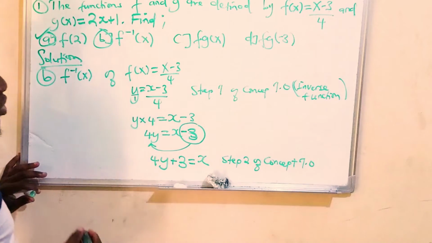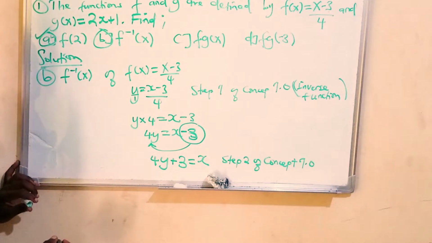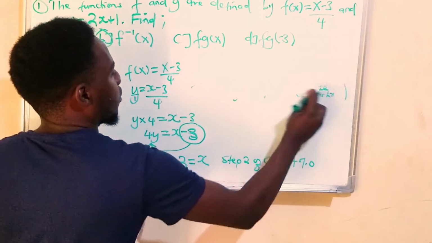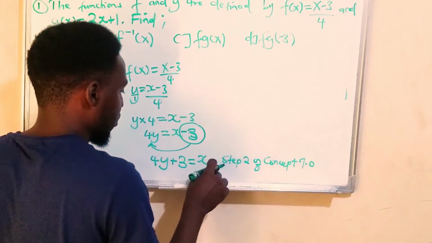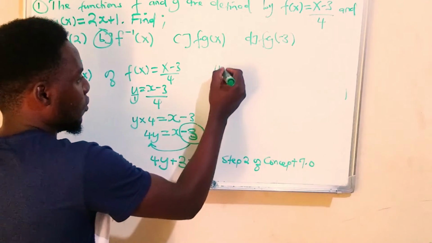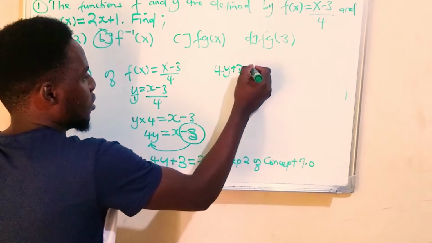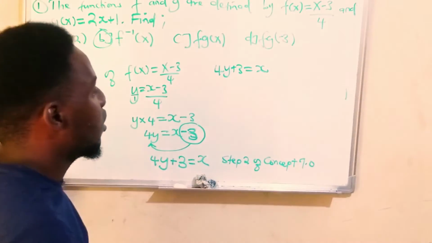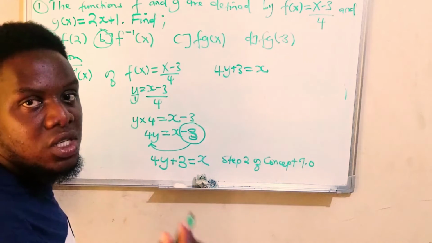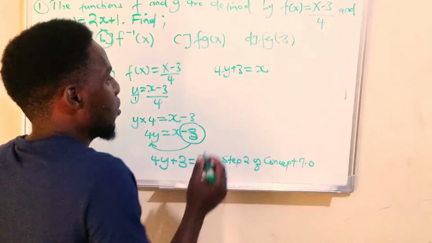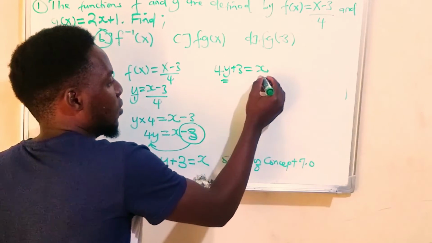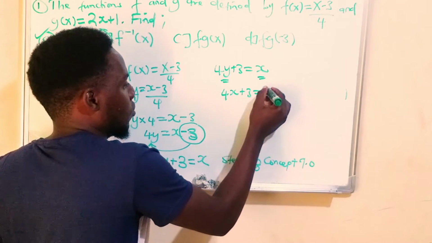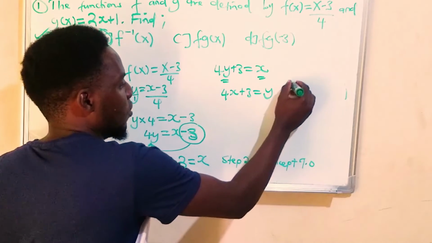We have made x a subject of the formula. So from here, I'm going to write on top there to continue my solving. We have 4y plus 3 is equal to x. Now, step 3 of the concept says that you exchange the position of x and y. So where there is y, you write x, and where there is x, you write y. So you have 4x plus 3 is equal to y. Step 3 achieved.